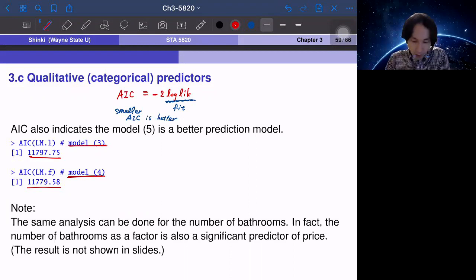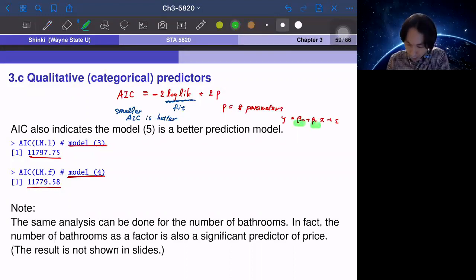And the AIC is the negative 2 times log likelihood plus 2 times the number of parameters. So P is the number of parameters. If y is equal to beta naught plus beta 1 x plus epsilon, we have 2 parameters, beta naught and beta 1. So for a large model, we have large P, so we penalize it. We add 2P. So if P is larger, AIC gets larger, and that means AIC gets worse.